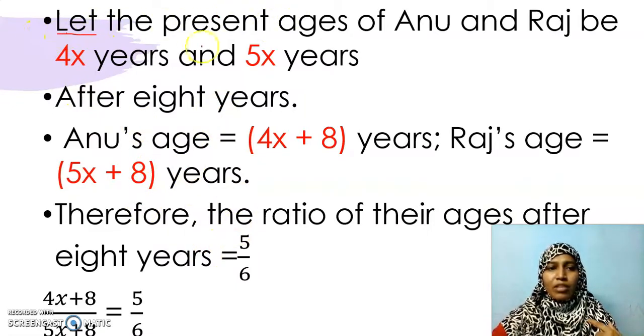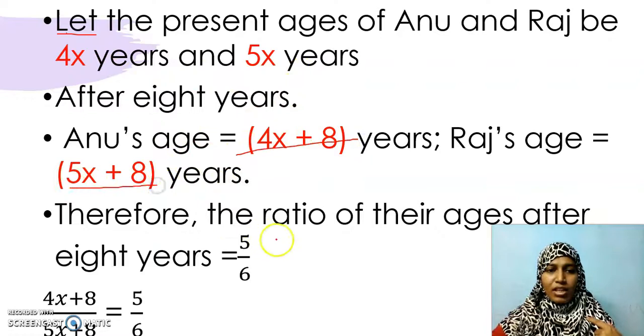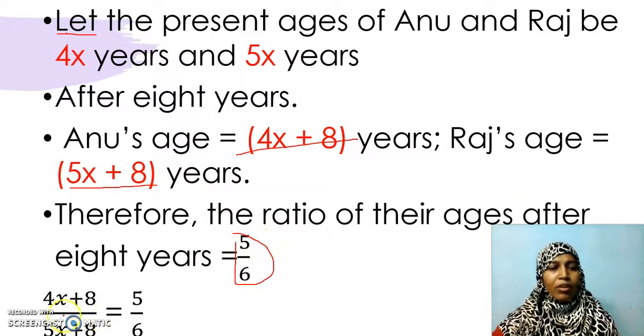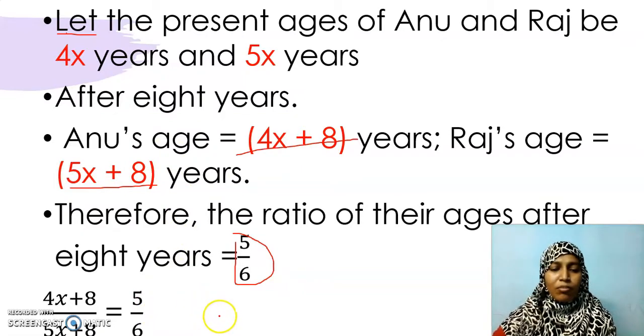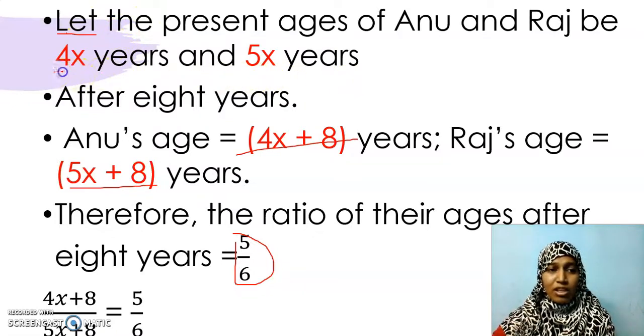Okay, let the present ages be 4x and 5x. After 8 years, their ages are 4x plus 8 and 5x plus 8. Therefore, the ratio is 5 by 6. So, I get an equation: 4x plus 8 divided by 5x plus 8 is equal to 5 by 6. With this equation, we have to simplify to get their present ages, 4x and 5x. Ultimately, I have to find their present ages, 4 into x and 5 into x.